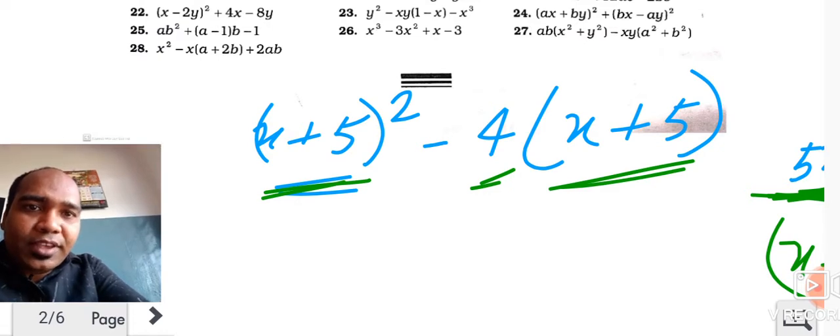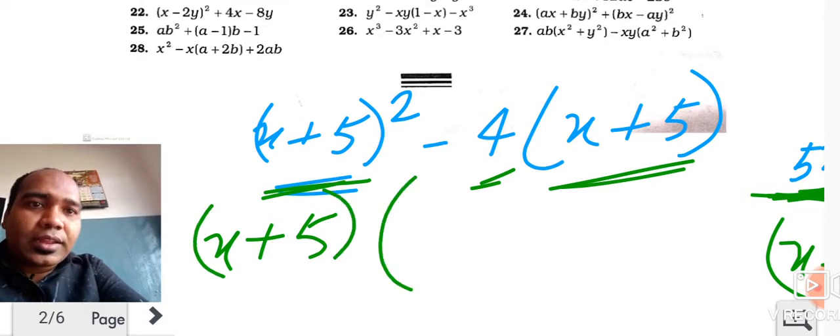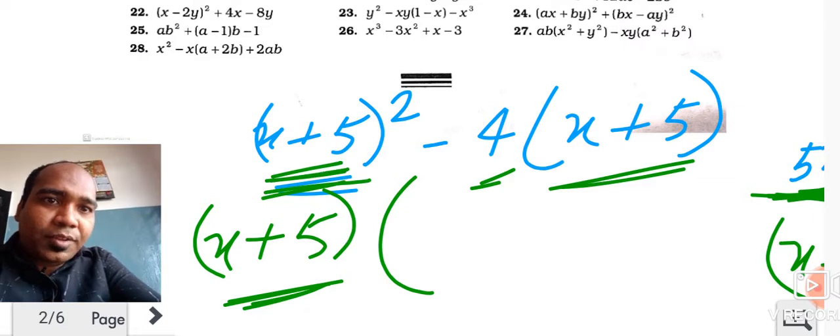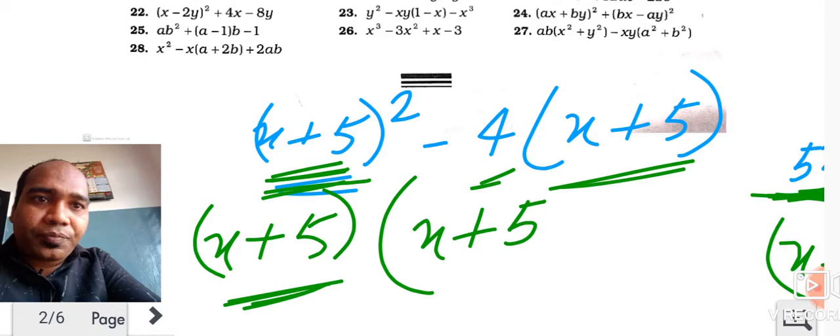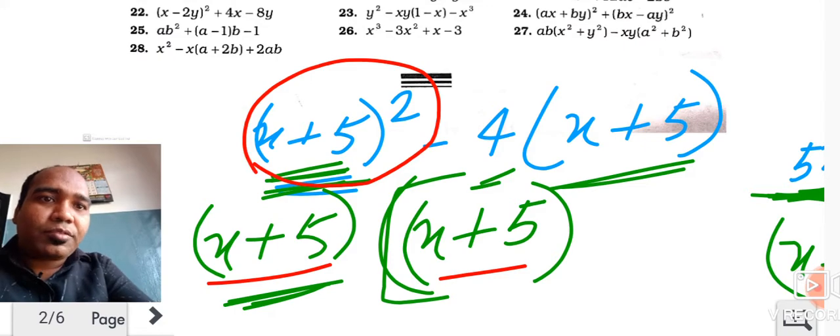So in both terms x plus 5 is there. So we will take x plus 5 as common. Now, one x plus 5 from the whole square, one x plus 5 I have taken common. So another x plus 5 is left. This part I will take inside the bracket. Got it? This x plus 5 into x plus 5 will give x plus 5 whole square.